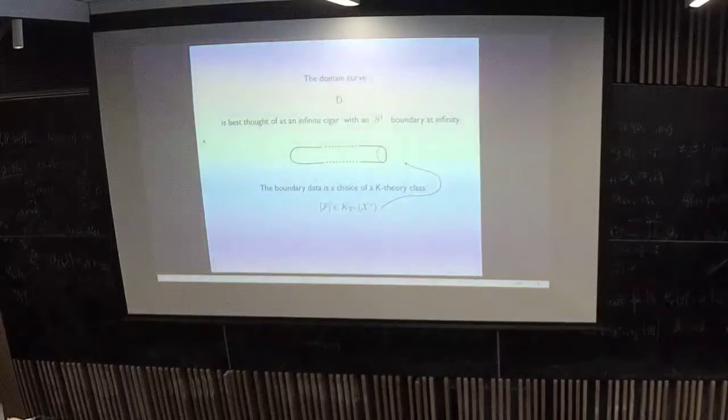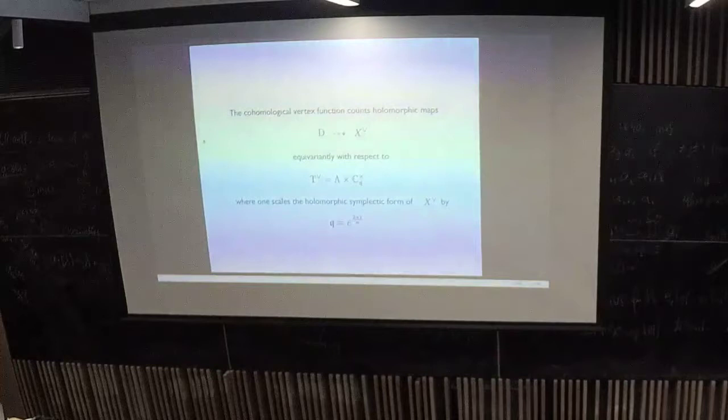Right. Remember in the old story where we had Nakajima quiver variety, the torus that was acting on X had to do with positions of vertex operators. And this is a different torus, like the dual torus. It relates to it by Mina symmetry.